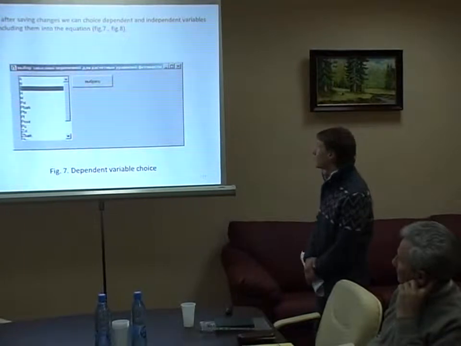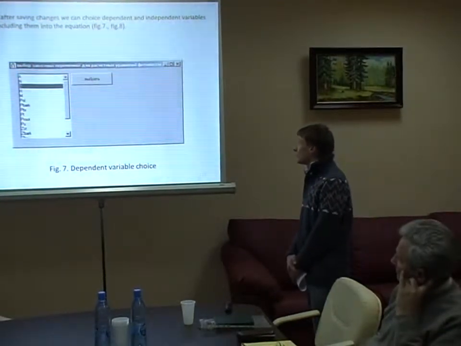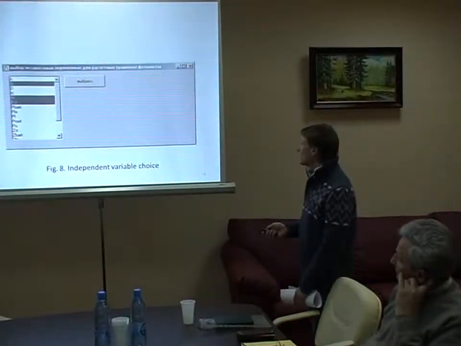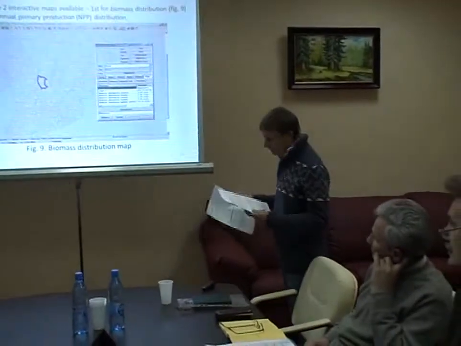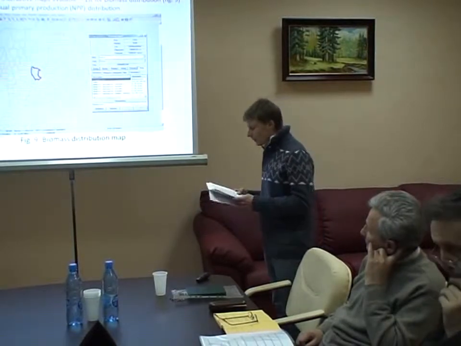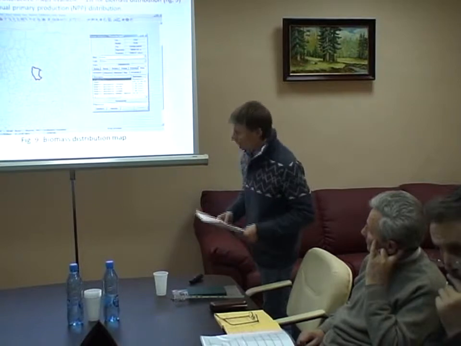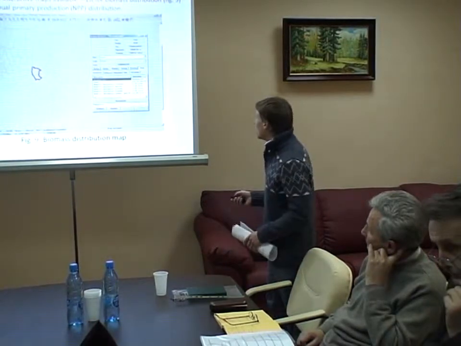And after saving changes, we can change dependent and independent variables for including them into the equations. Also, within this system, there are 2 maps available. First for biomass distribution, and the second for annual growth of biomass. Biomass distribution map is shown here.